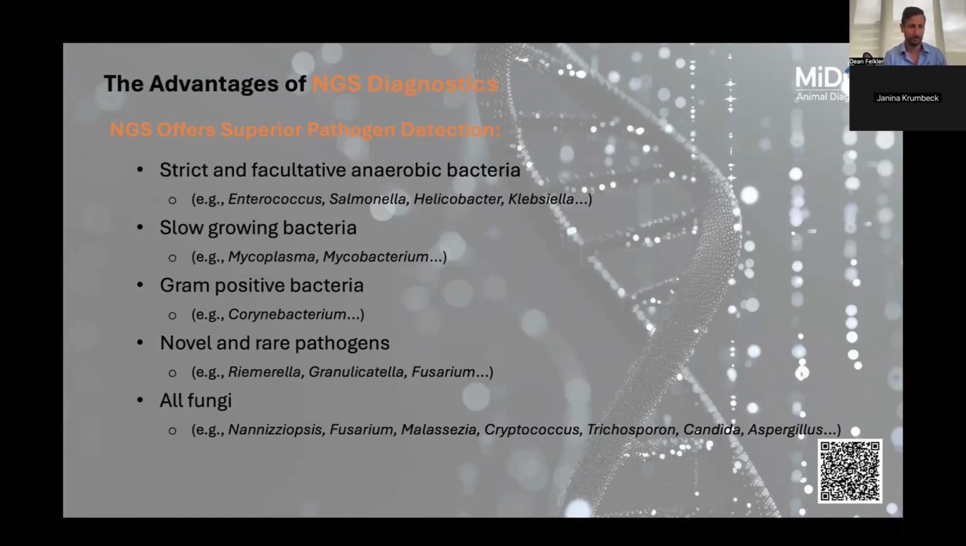Then those rare and novel pathogens make sense again because they're not necessarily on the radar of the culture testing. And across the board, all fungi, including Nannizziopsis, Malassezia, Candida, Aspergillus, so even some of the classics, all fungi were significantly missed by culture testing. So in the AVMA publication, we concluded that NGS testing is indeed the best solution for the no-growth mystery, especially for these exotic patients.